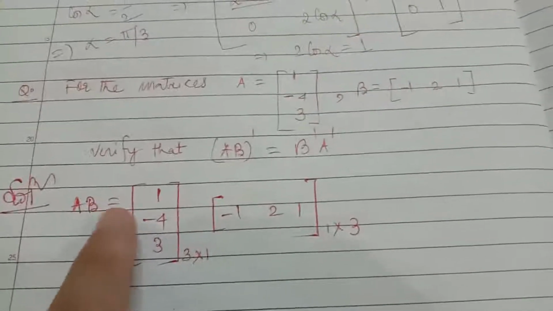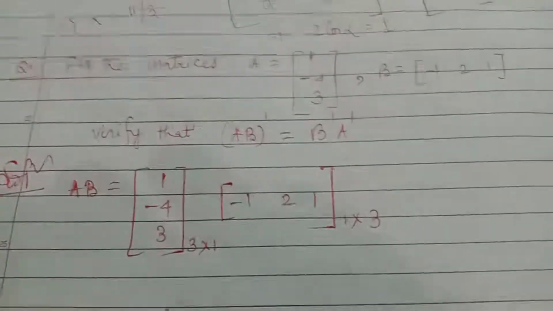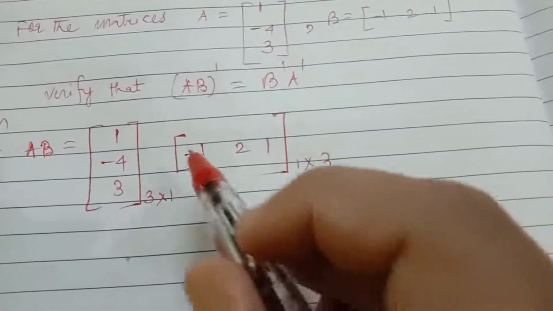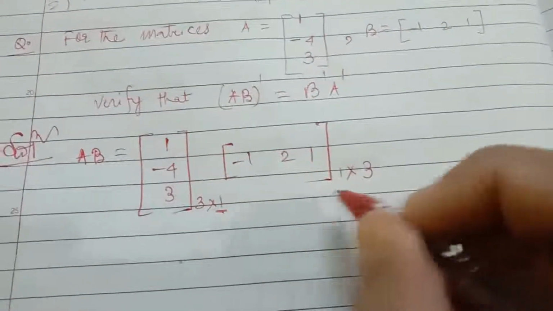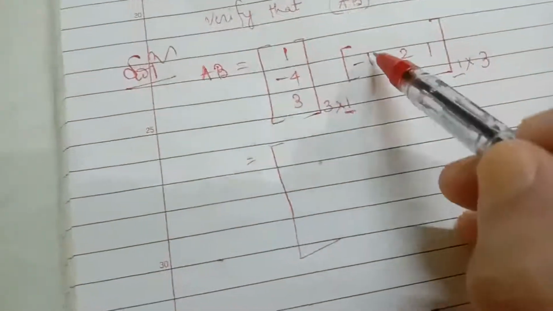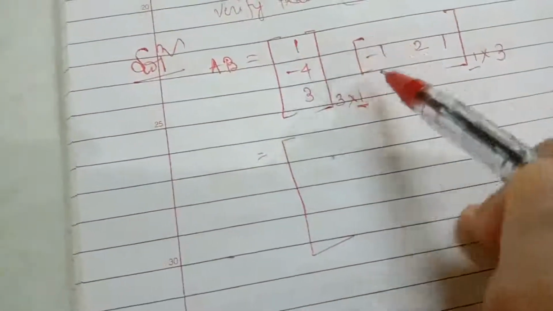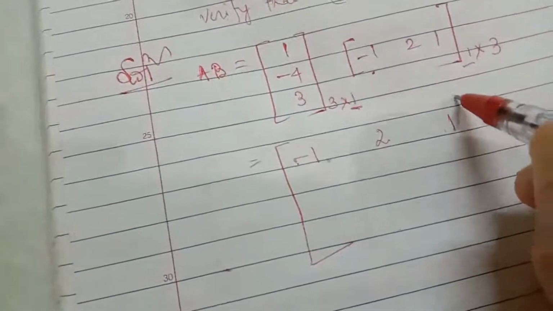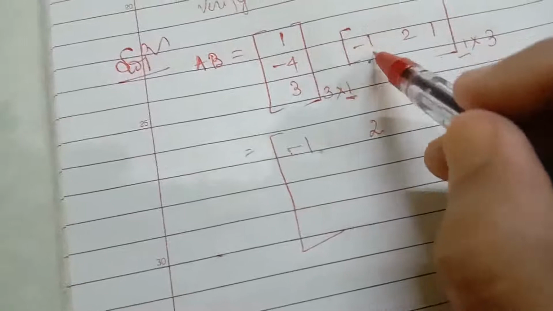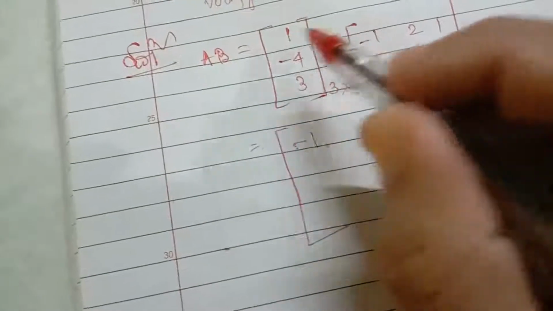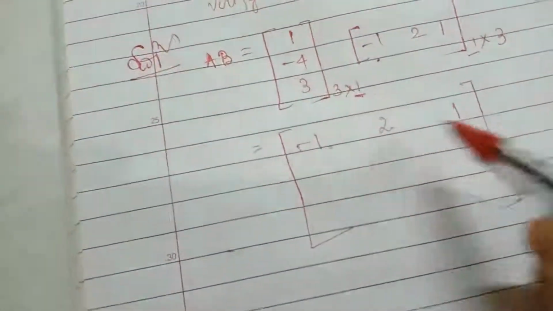Let us first find A into B. You can see the order of A is 3 by 1. There are 3 rows and 1 column, and this matrix has only 1 row and 3 columns. So these two are equal, so you can multiply these two matrices. Now first row into first column, you have to multiply, it will be minus 1. Next, first row into second column, it will be 2. First row into third column, 1. As there is only one element in this column, the first row into first column is only 1 into minus 1.